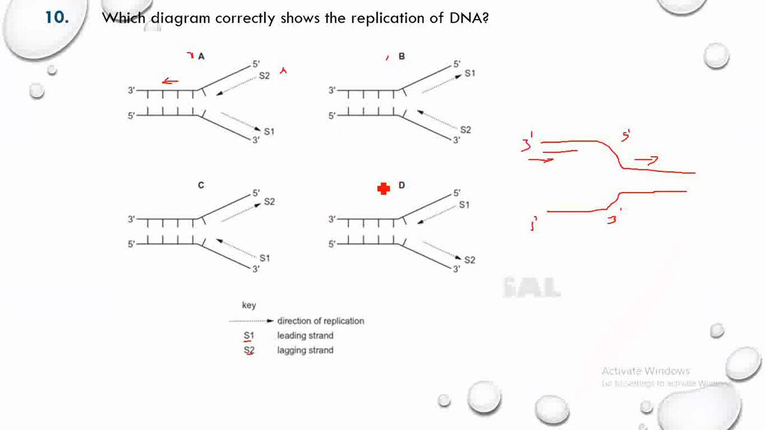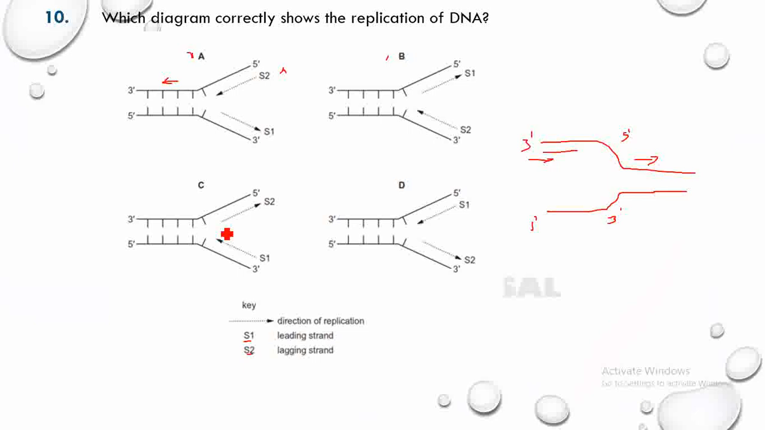If you come to D, you see S2 here is moving in the opposite direction of the unwinding process, both in C and D. So which one is the answer then? Don't forget that if you check C, this is 3' to 5' and this is 5' to 3'. Which one acts as a template for S2? Of course, it is going to move in the opposite direction to the unwinding process.